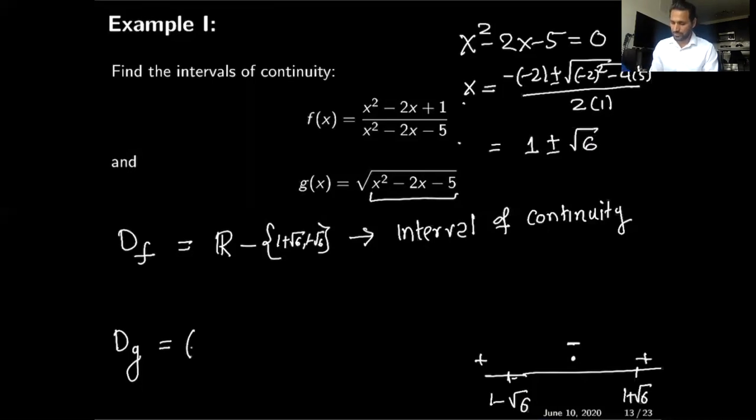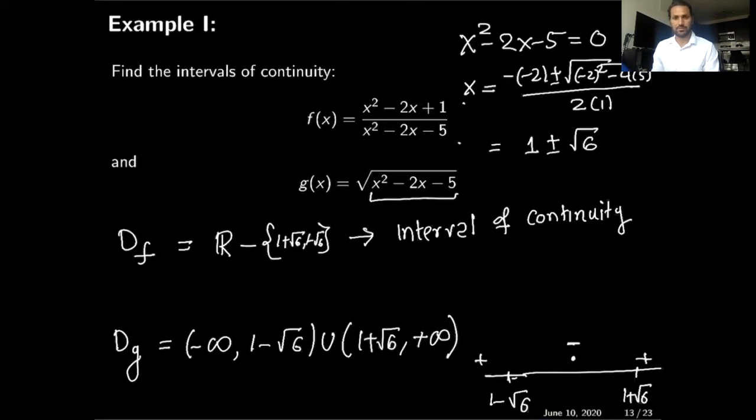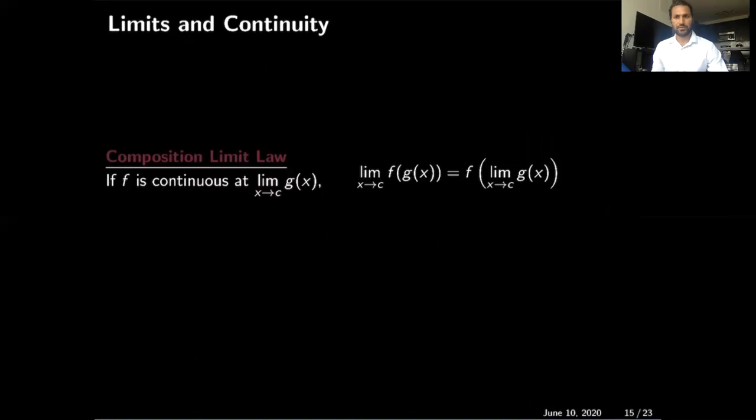So the domain of continuity is from negative infinity to 1 minus square root of 6, and from 1 plus square root of 6 to plus infinity. This is also the interval of continuity because this is an elementary function. So all you have to do is calculate the domain of the function if the function is elementary.